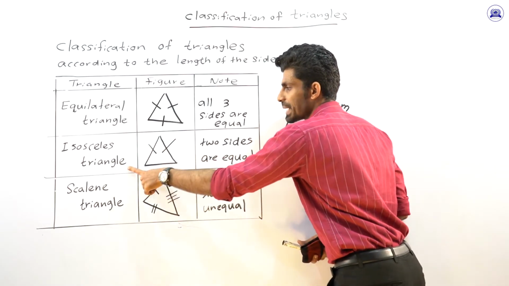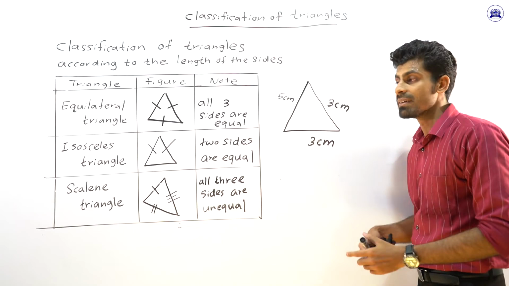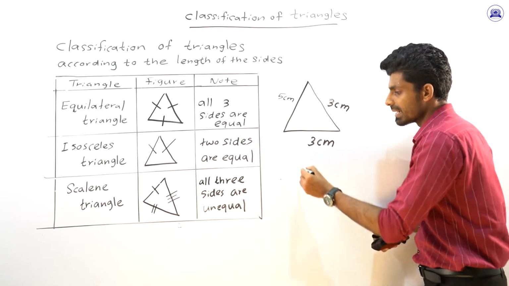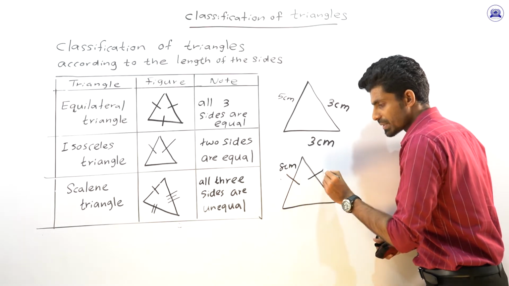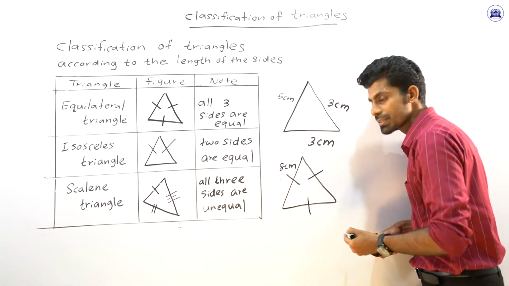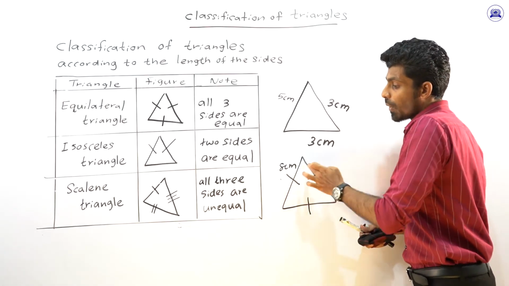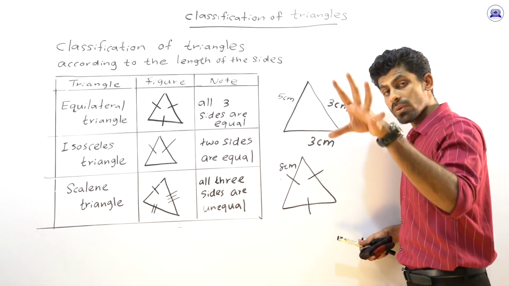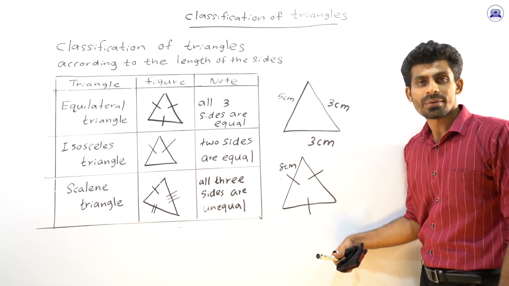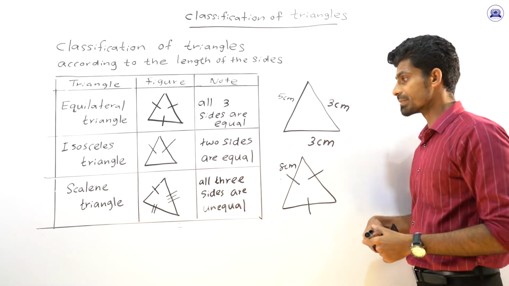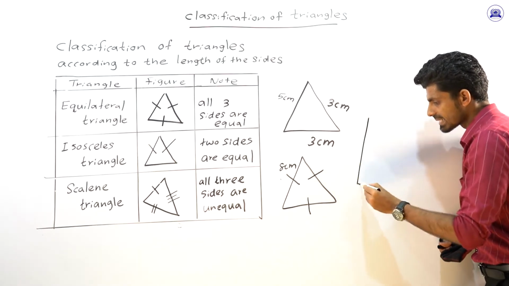So what is the triangle type? Isosceles triangle. I'm just taking here 8 centimeters, and this one also 8 centimeters, this one also 8 centimeters. So all three sides are equal. All three sides are equal means what is the triangle type? Equilateral triangle.